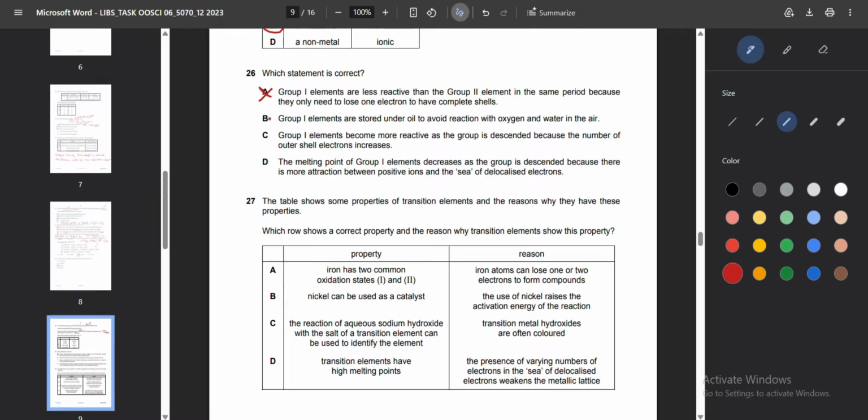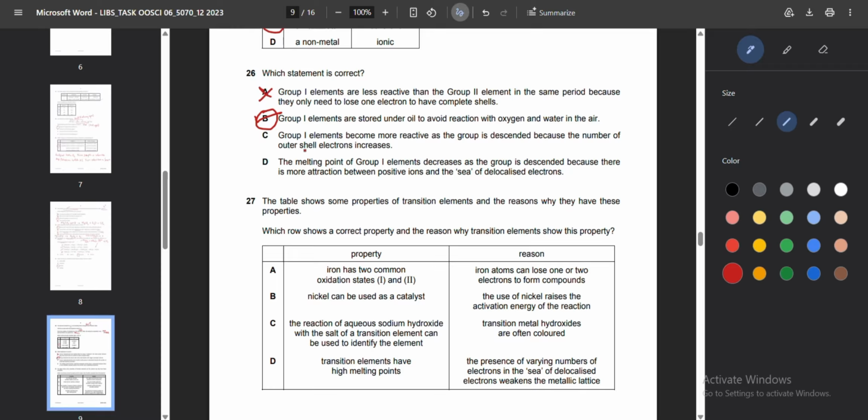Option B is, group 1 elements are stored under oil to avoid reaction with oxygen and water in the air. That is correct, because I just told you that group 1 elements are very reactive. They can react with the air in the atmosphere and form oxides. That is why, due to their high reactivity, they are kept under oil to avoid any reaction with the air.